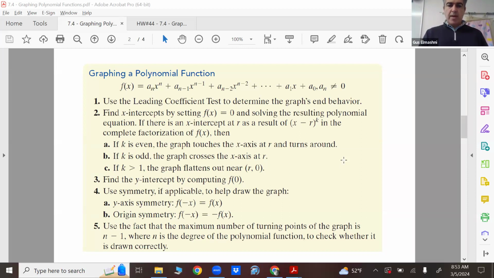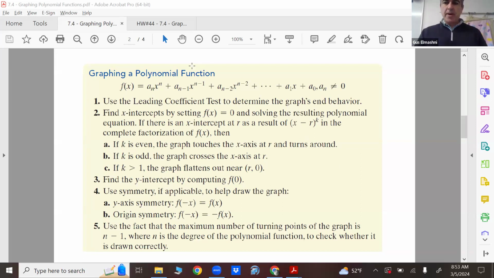If k is greater than one, the graph flattens out. I'm not too concerned about that part. We don't need to worry so much about that for now. Calculus, we will. Y-intercept will, of course, plug in 0 for x. Odd and even symmetry, I don't care so much about that either.